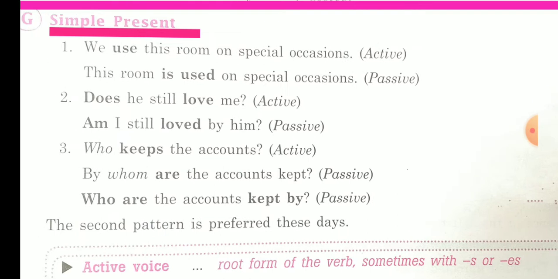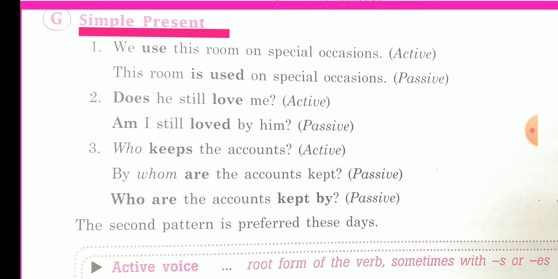Now a question may arise: where is the position of we? As we is not necessary to mention here, we have omitted the word we. Although if we are using it in passive voice, it will be changed into us, because we will change nominative case into accusative case. So we can write it like this: this room is used by us on special occasions. So this is the change we have brought from active to passive voice.